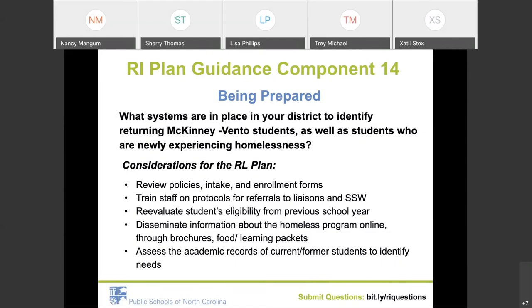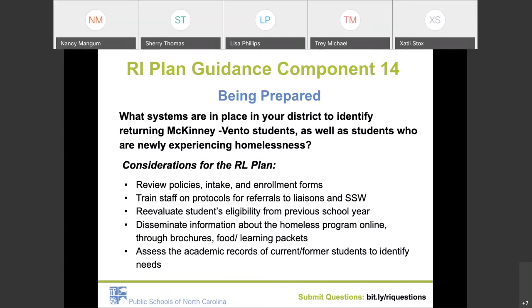Thus, considerations for your plan may also be to look at district policies, intake and enrollment forms, and disseminate information about your district's homeless program online and through brochures. You can do this by also including items such as brochures with your food and learning packets, and again, displaying the educational posters that are already a requirement in the law, as I mentioned earlier. One step that I strongly recommend is assessing the academics of current and former students to determine their needs from the beginning of the school year. There may be activities you can decide would best meet their needs and support them to have a stronger return to the classroom.